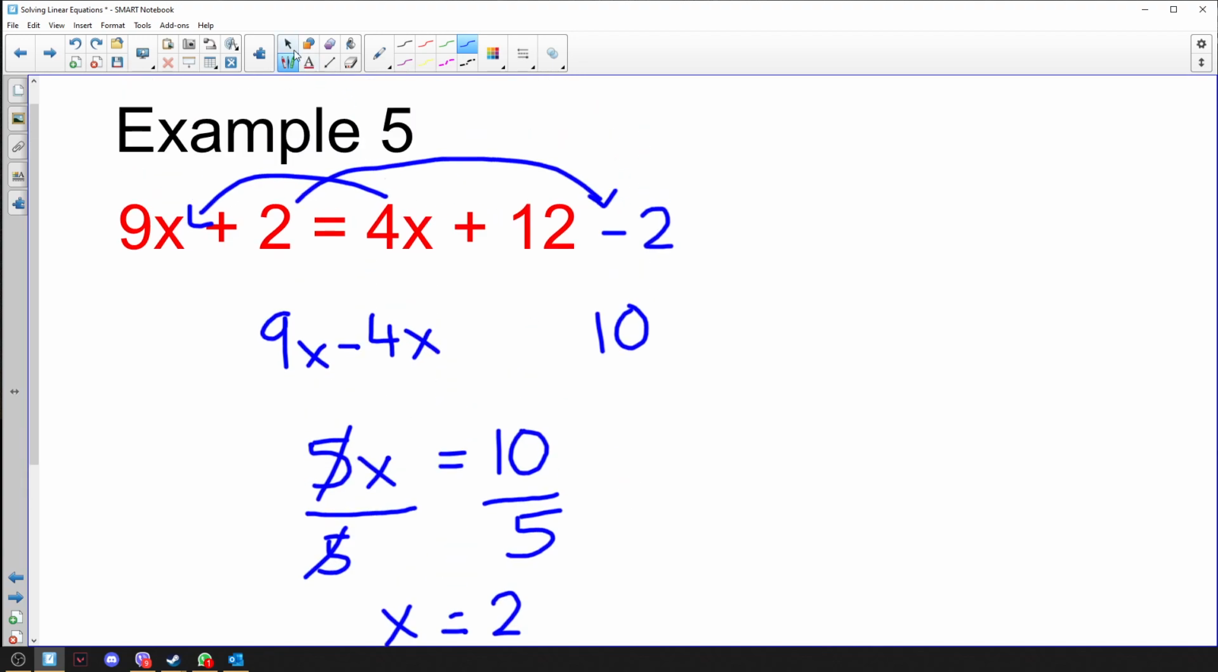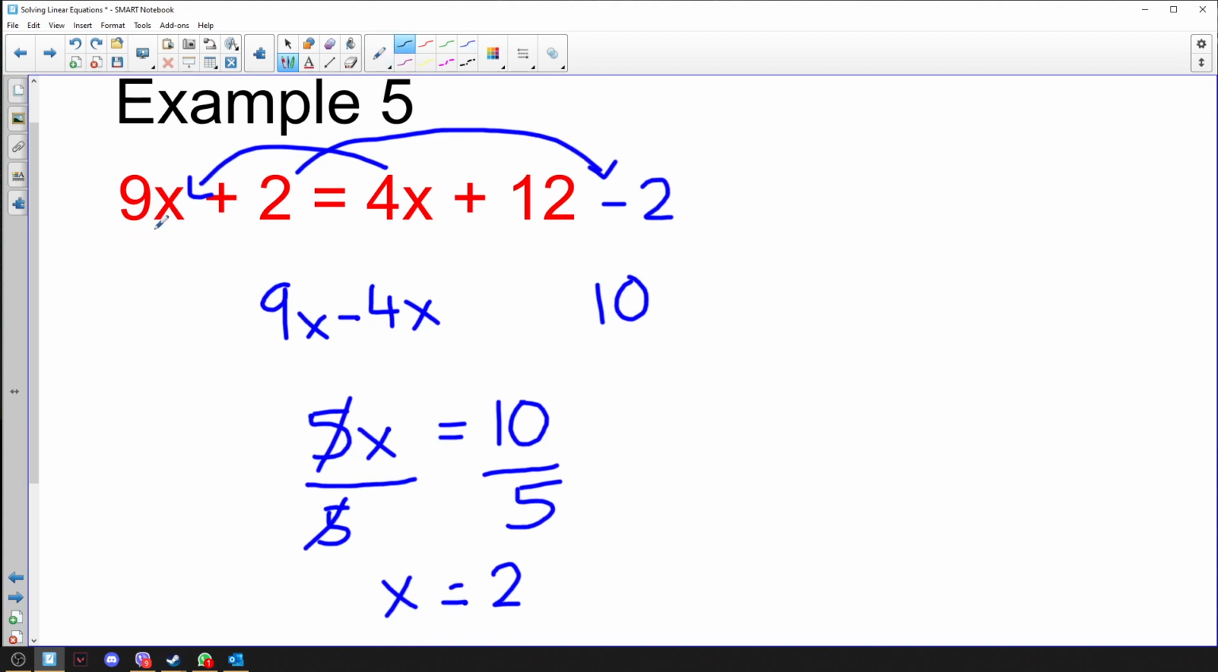Now let's put in our equation to double check. 9x, so 9 times 2 is 18, 18 plus 2, 20. Now if I go over to this one, let's put it here first, that equals 20. 4x, so 4 times 2, 8, 8 plus 12, 20. 20 equals 20. So my equation balances. Now I know my answer is correct.